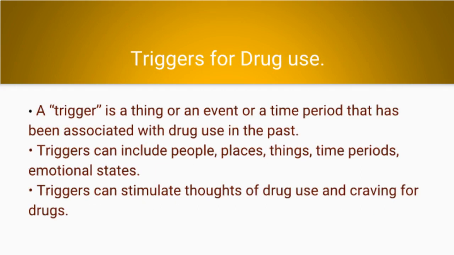Triggers for drug use. A trigger is a thing or an event or a time period that has been associated with drug use in the past. Triggers can include people, places, things, time periods, and emotional states. Triggers can stimulate thoughts of drug use and craving for drugs.